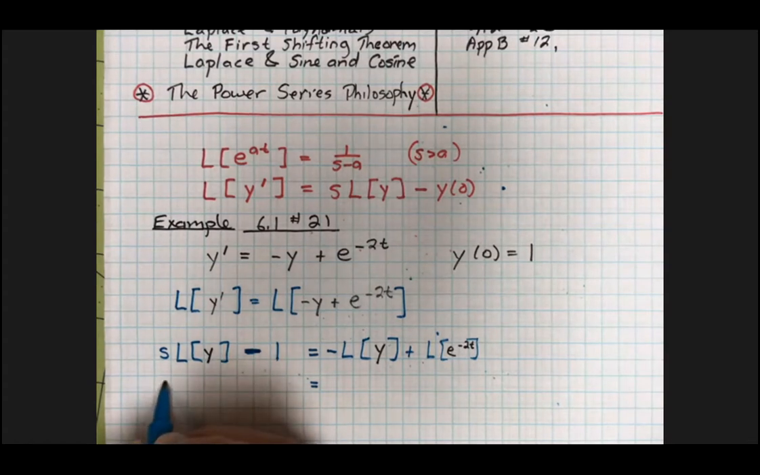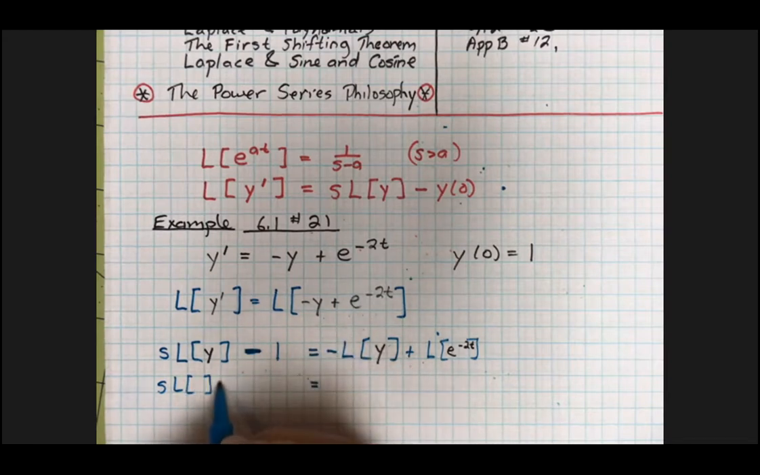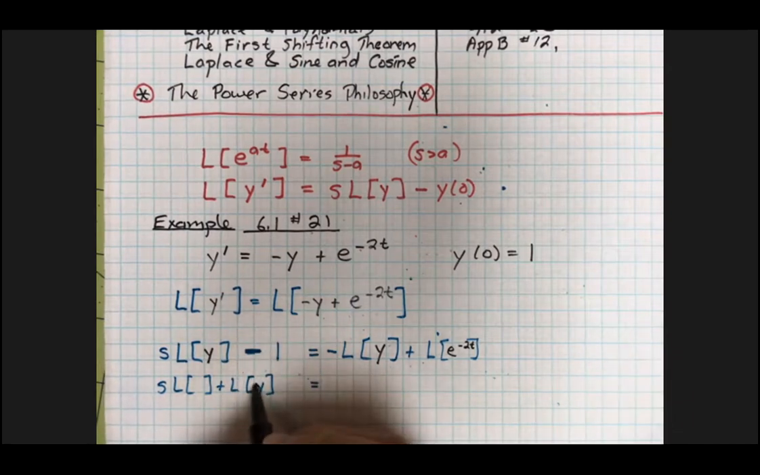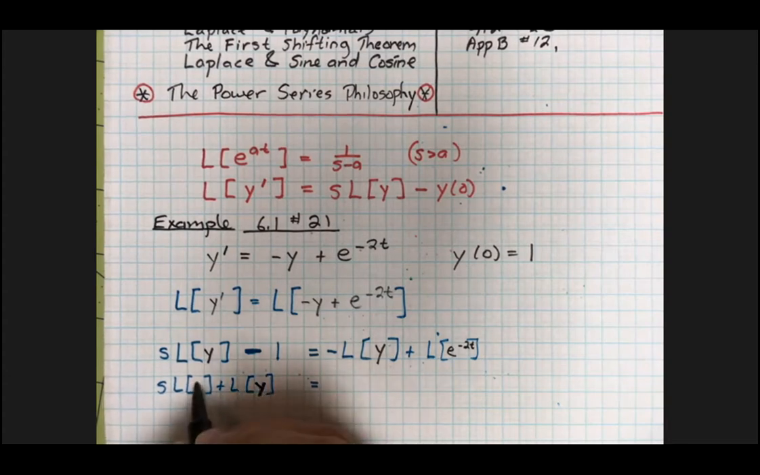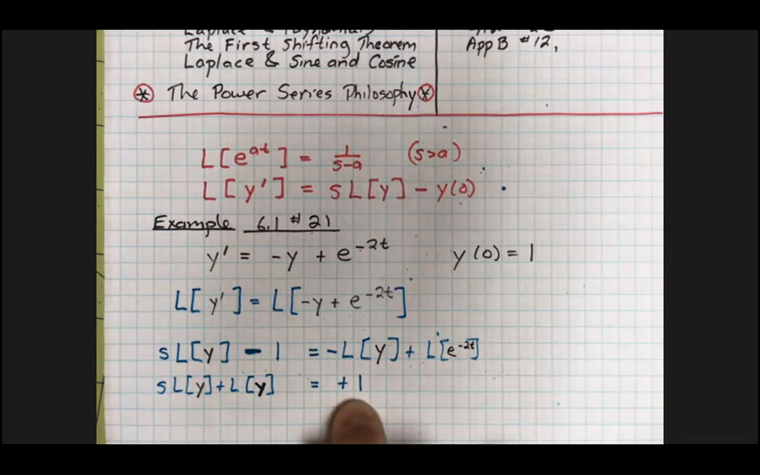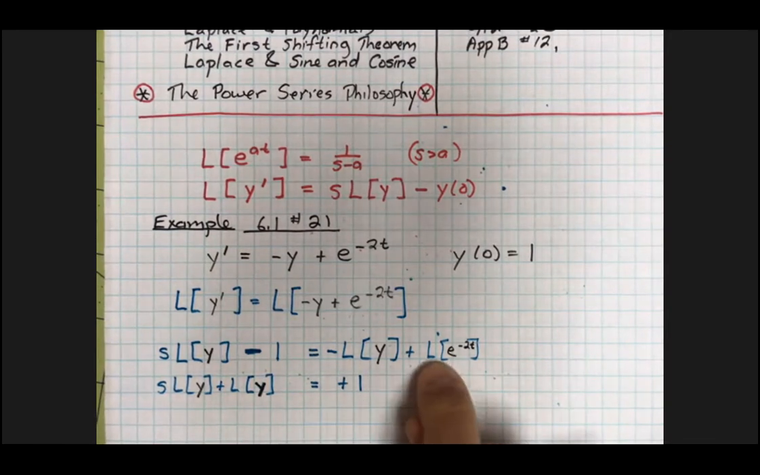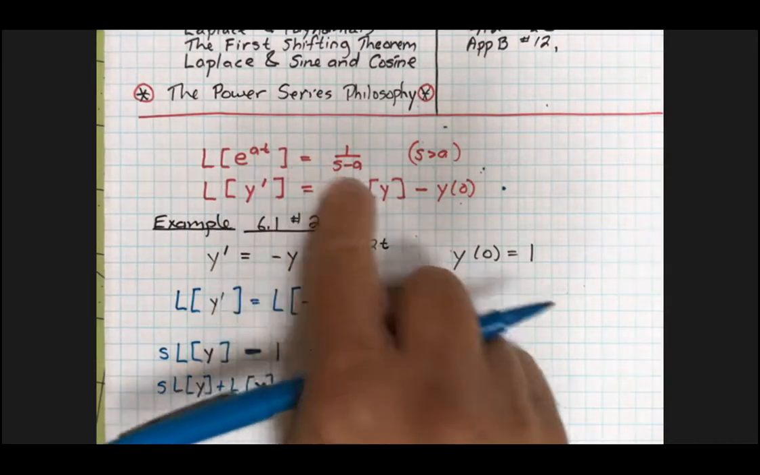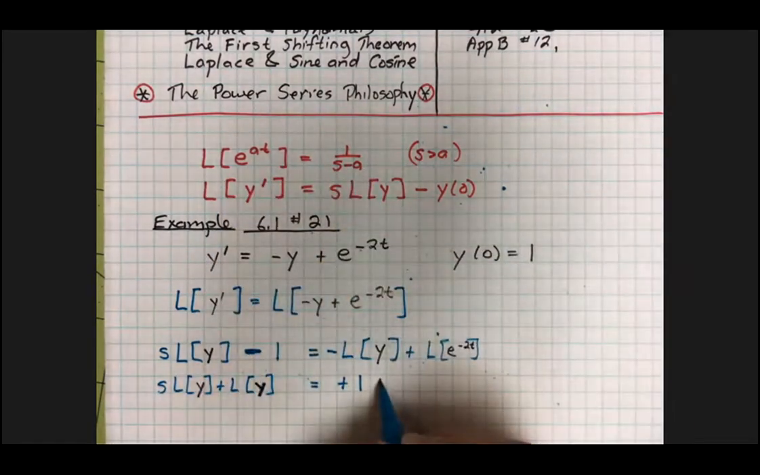So I'm going to take s times L of y and add L of y to both sides. If it doesn't have a y in it, I ship it to the other side. That means I'm going to add 1 to both sides. And take the Laplace transform of e to the minus 2t, which according to my formula is 1 over s plus 2.